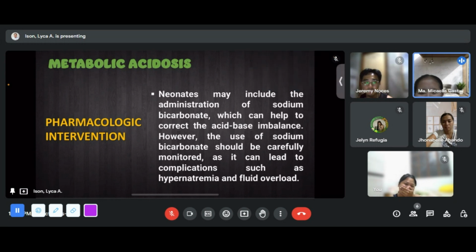So, as it can lead to complications such as hypernatremia and fluid overload.